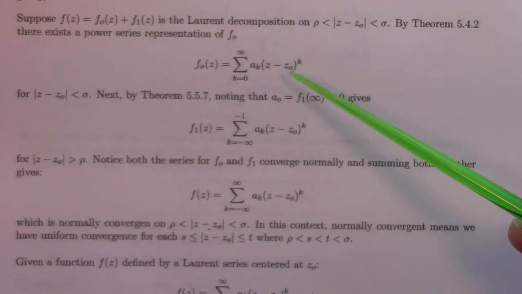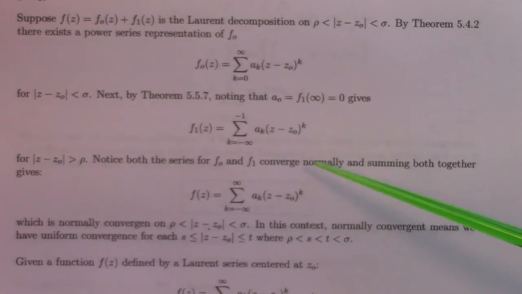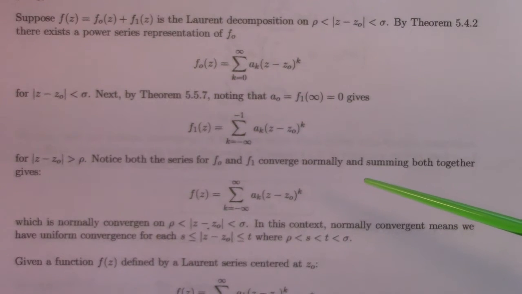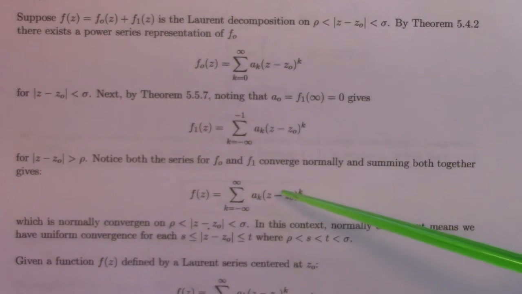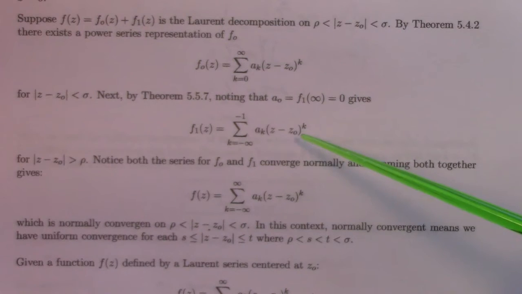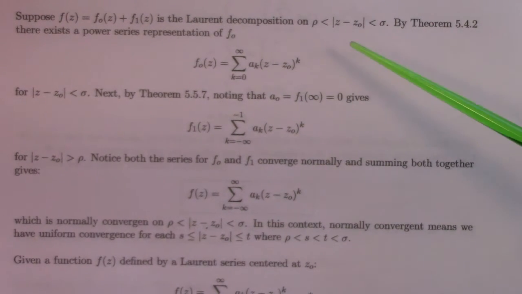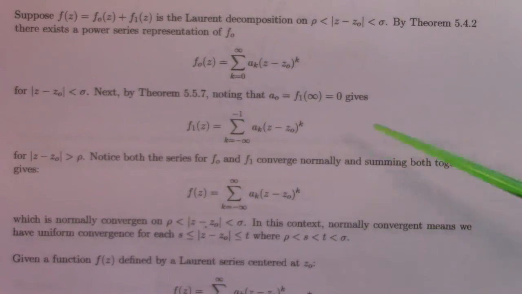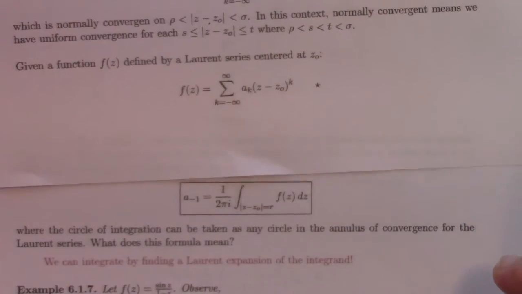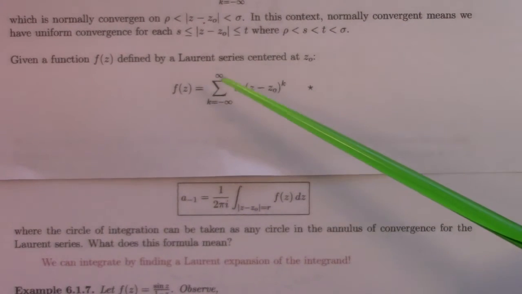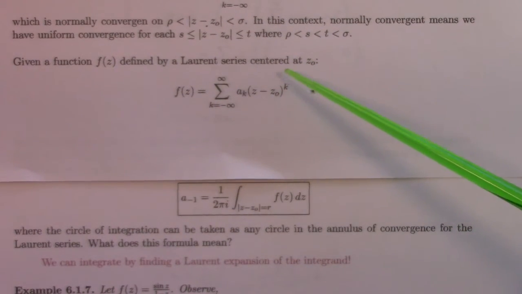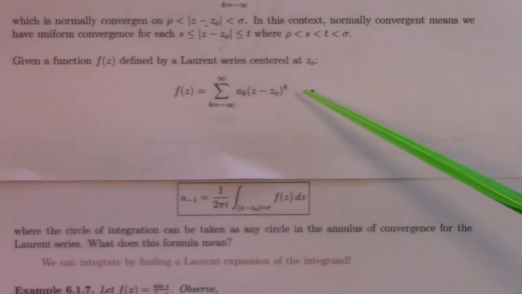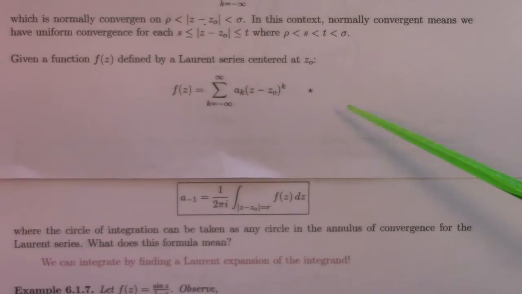So this is f naught, this is f1, but when you put them together, you've just got to sum over all integer powers of z minus z naught to the k. And more than that, we have normal convergence of this piece, and normal convergence of that piece, on the annulus, of course. We have both of those things. And so we get normal convergence on any subannulus. So we can define a function f of z by the Laurent series centered at z naught, the sum from k equals minus infinity to infinity of a sub k times z minus z naught to the k. Let's call this star.